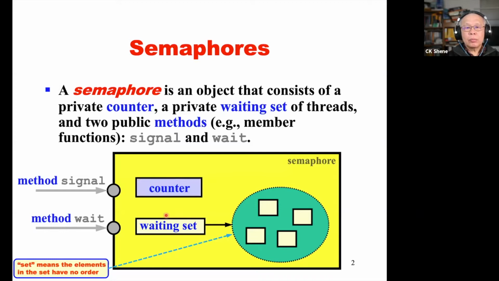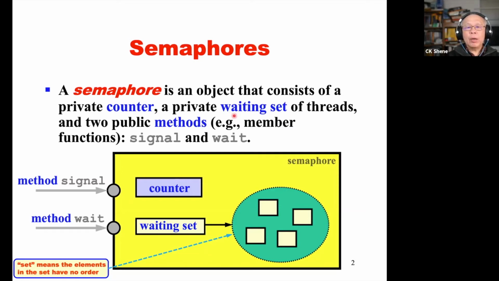So the definition of a semaphore is rather simple. A semaphore is just an object. This object does not have any public components. It consists of at least two private items. The first one is a counter. The second one is a waiting set.